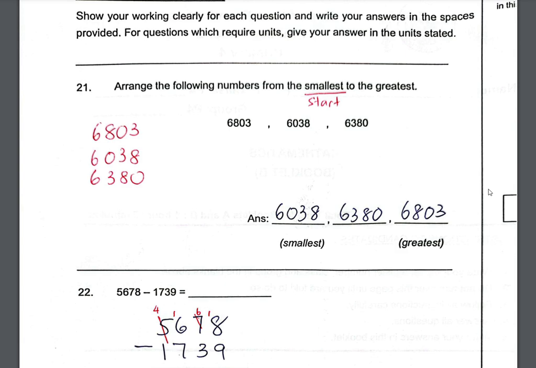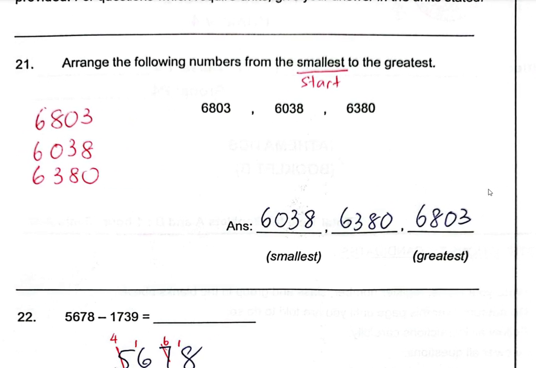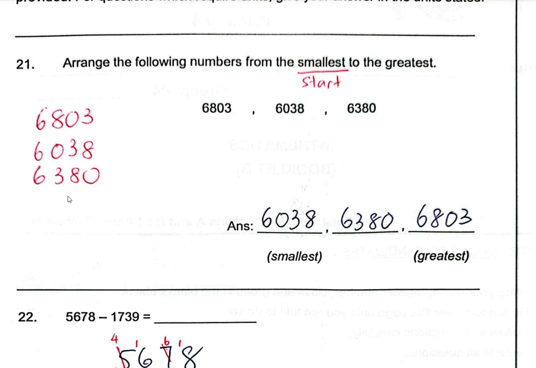Let's get started. Now, question 21. Arrange the following numbers from the smallest to the greatest. Now, usually what I will suggest is to arrange the numbers out and look from left to right. From the left, it's 6, 6, 6, all the same size. Next digit, 0, 8, 0, 3. Of course, 0 is the smallest digit, right? So 6,038 will be the smallest.